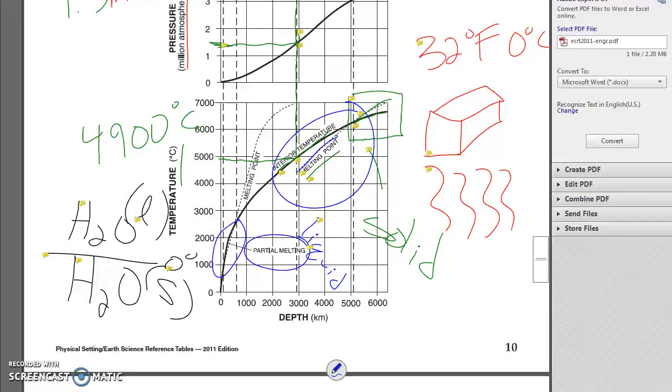But the point of today was simply to point out that, hey, we have different layers of the Earth. They have different depths, pressures, temperatures, and states of matter, and we need to be able to calculate those.